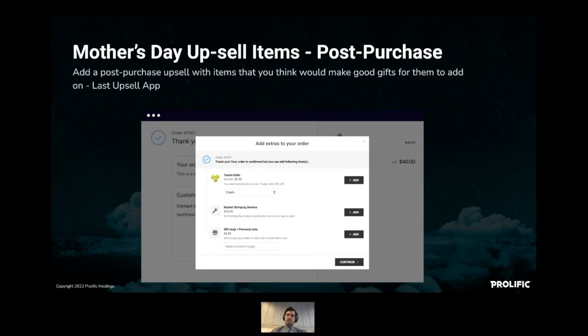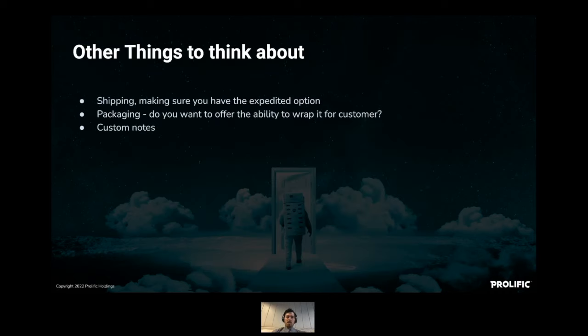You can also add an upsell on the product pages when somebody adds an item to the cart. You could also have a Mother's Day upsell there of items, again, that would work well for mom. So this is something that can just help increase the overall average order value, make the website more profitable. So this is something that's worth adding to your website as well.